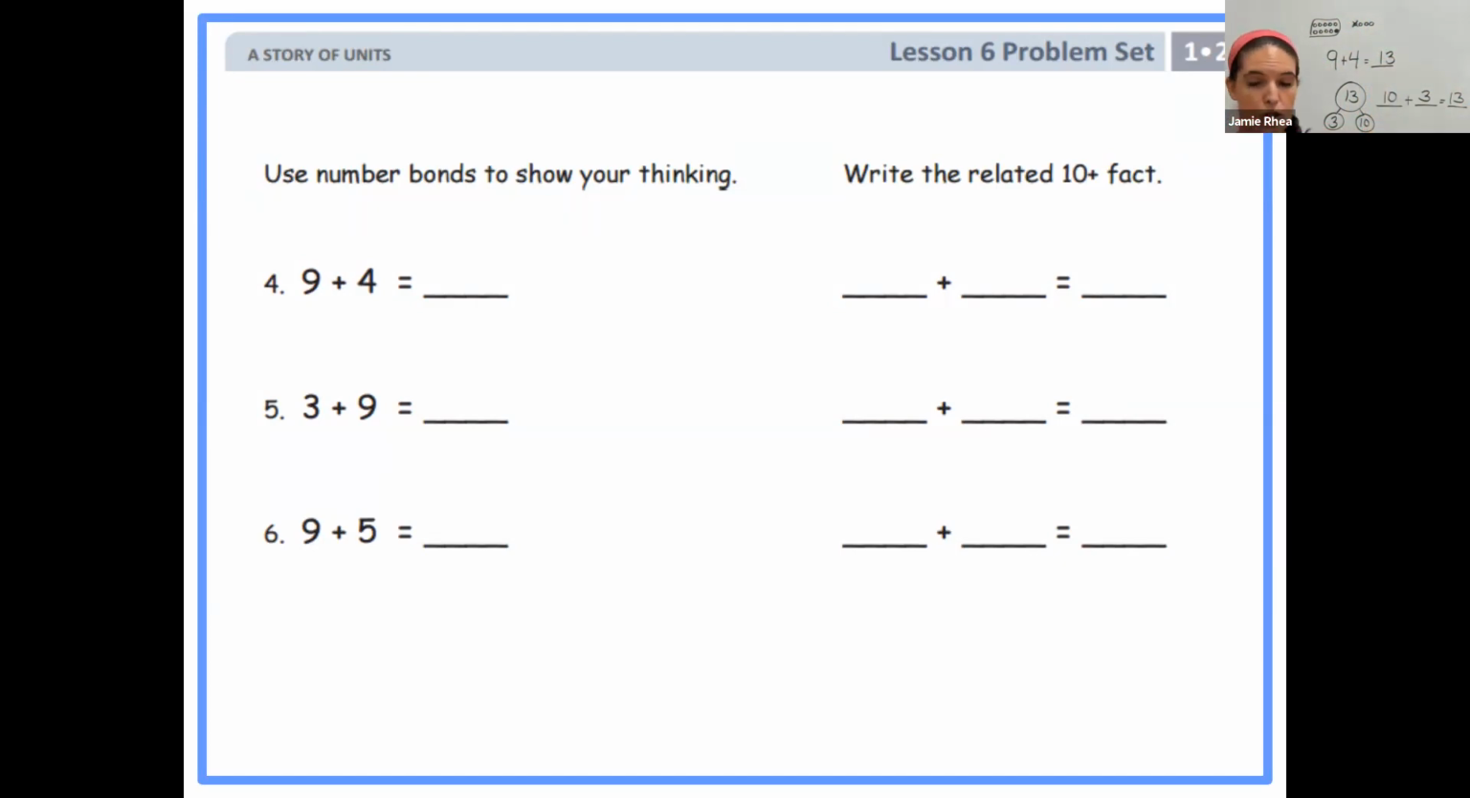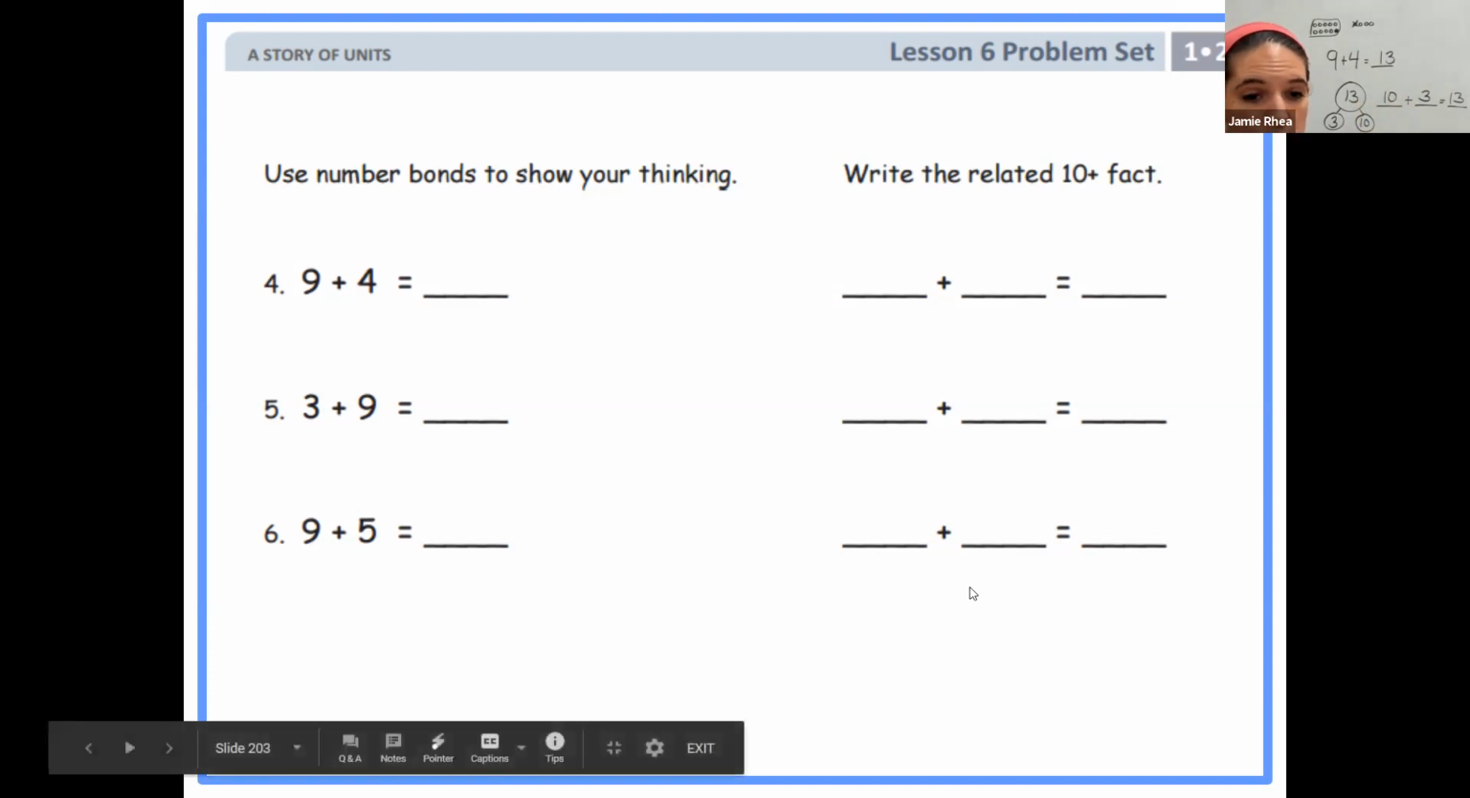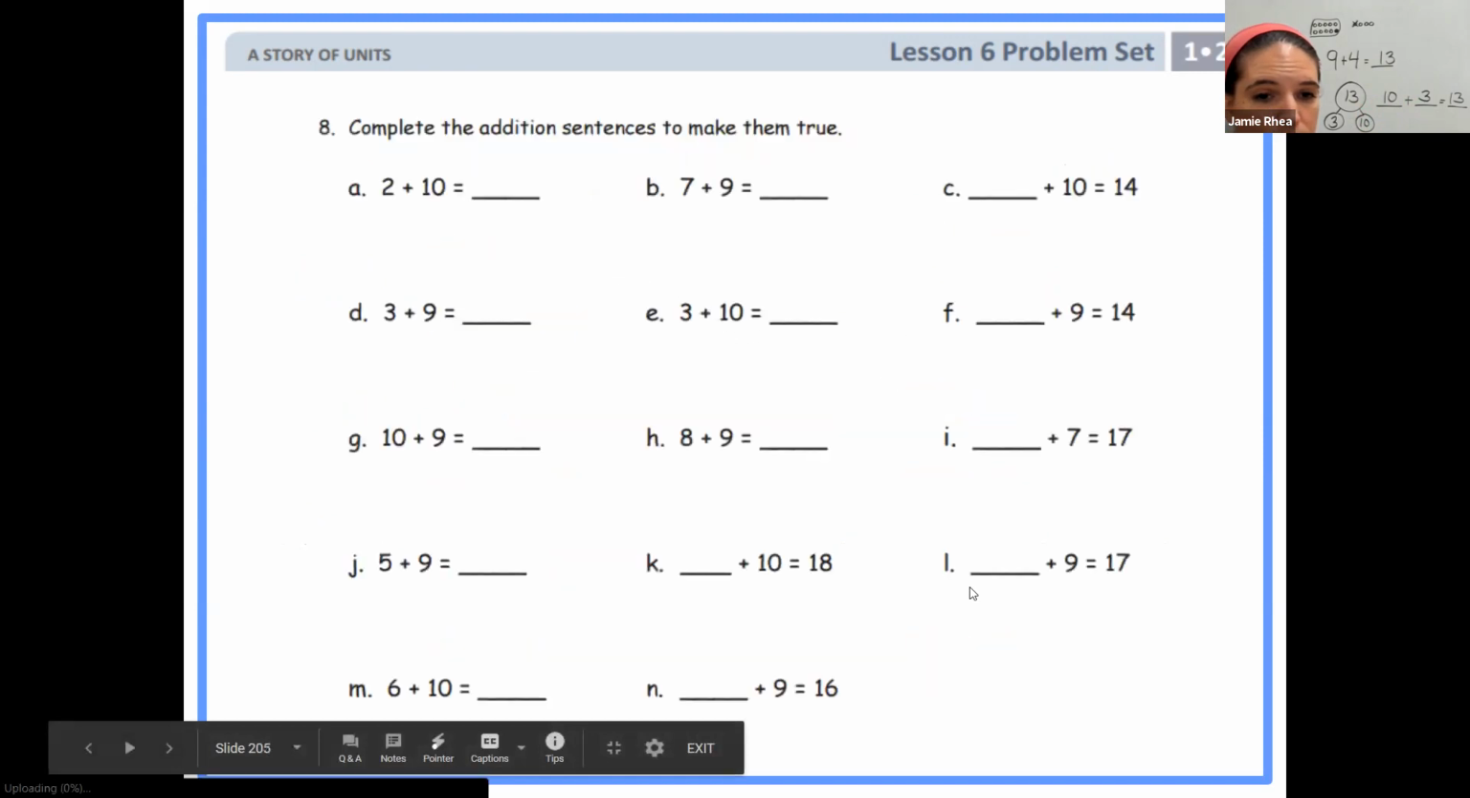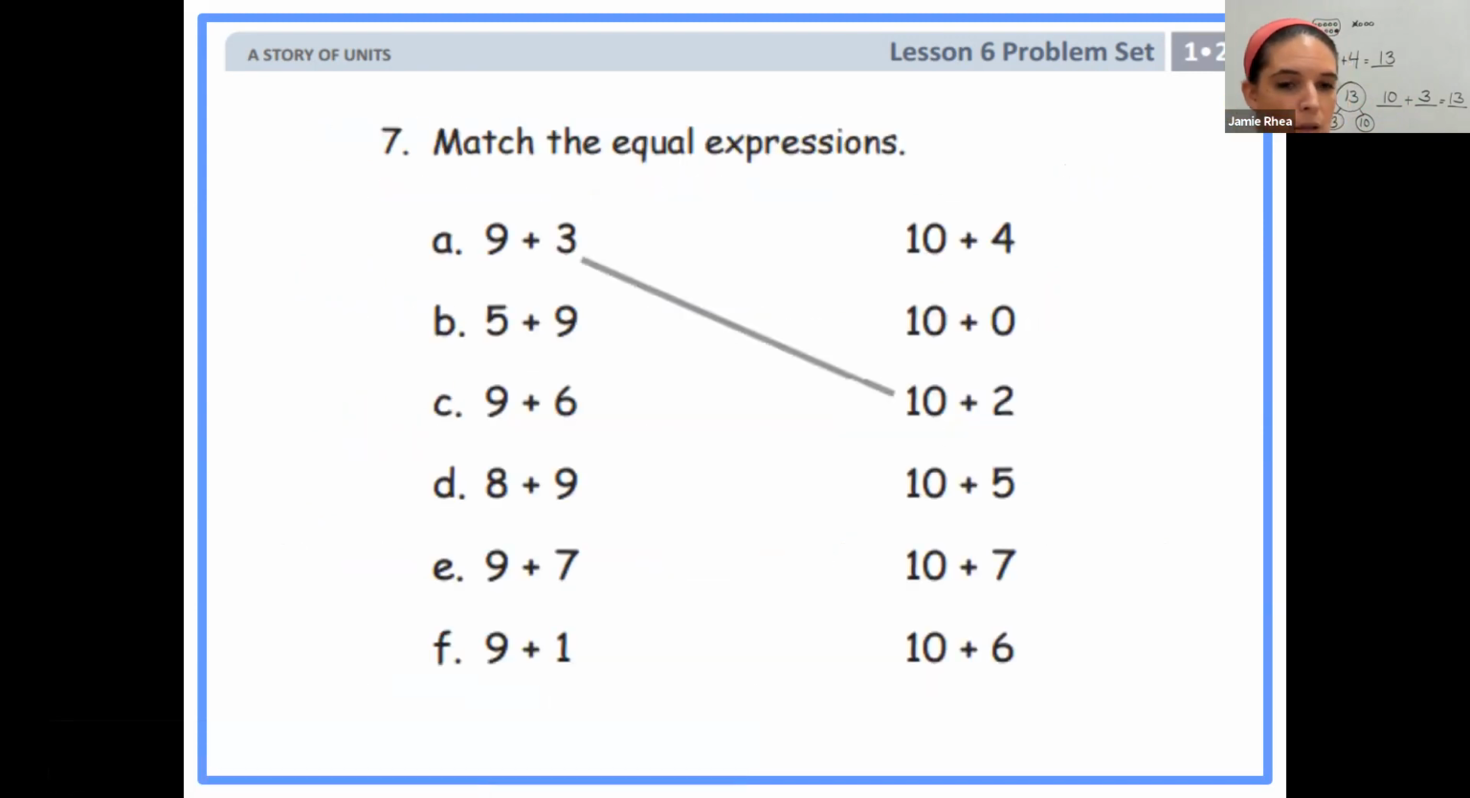Now you need to make sure that you are filling out your 9 plus 4, your 10 fact, and your number bond, okay? I want you to do 3 things there. You're going to do number 6 on that one. You are also going to match your expressions. If 9 plus 3 is the same as 10 plus 2, okay? You're going to do 7E. So 9 plus 7, what is the matching fact or the matching expression to 9 plus 7? Okay, you got to find the 10 fact for that one.